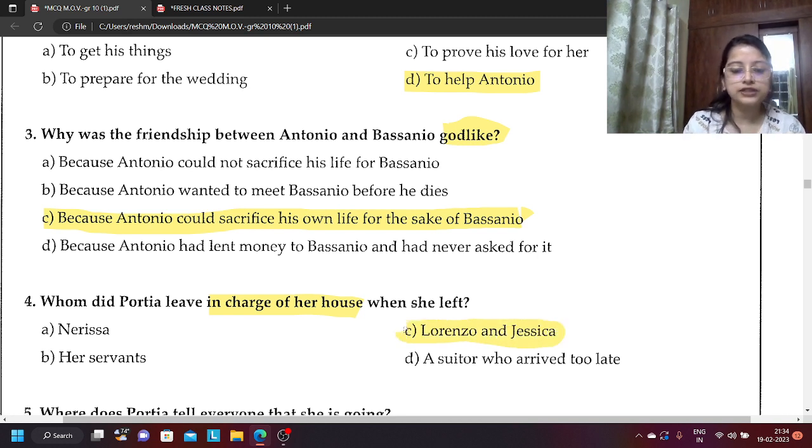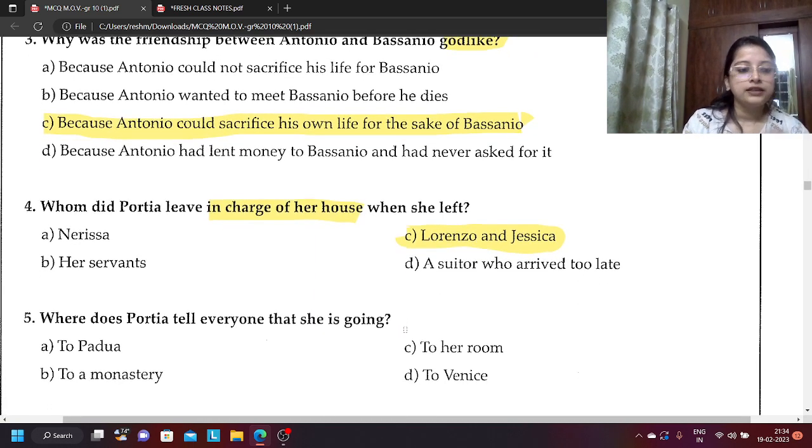Even last class we did, not last class, last to last class when we were discussing MCQs on Merchant of Venice, we did such a question. Number 5. Where does Portia tell everyone that she is going? To Padua, to a monastery, to her room, to Venice. Right option is, of course, to a monastery.